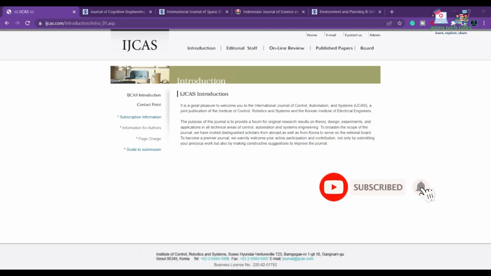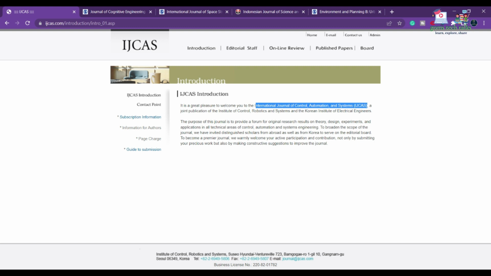So here you can see that this is IJCAS, which is the International Journal of Control, Automation and Systems. For any journal I discuss, please go and check whether it is still there in Scopus, because I have checked that already. When you are trying to submit your article, it is better to recheck again.